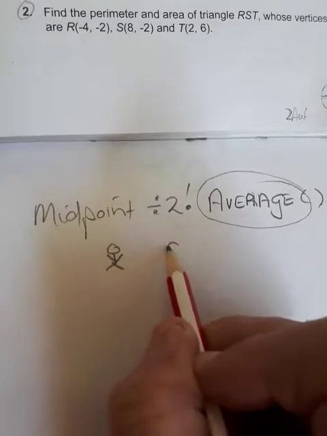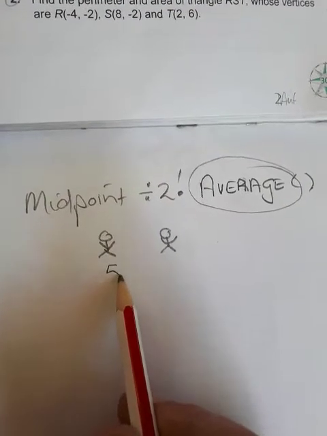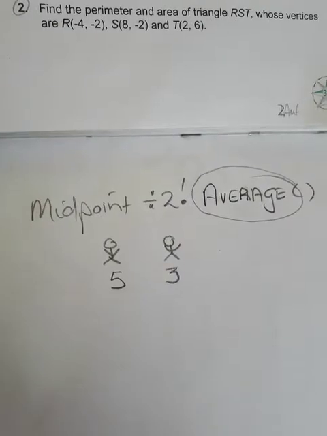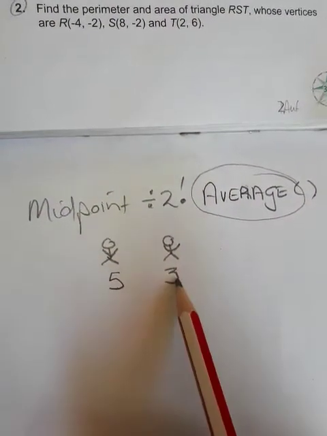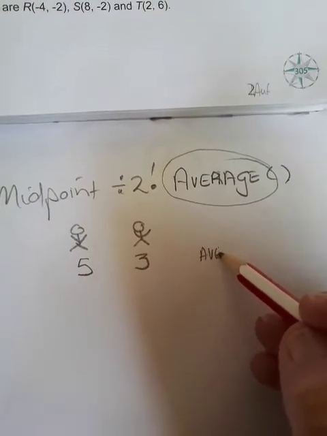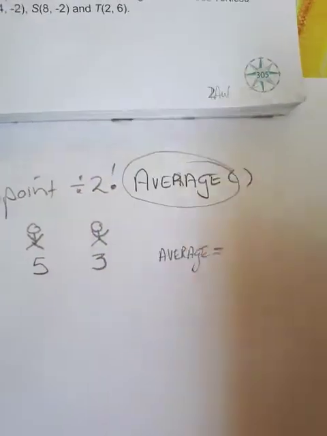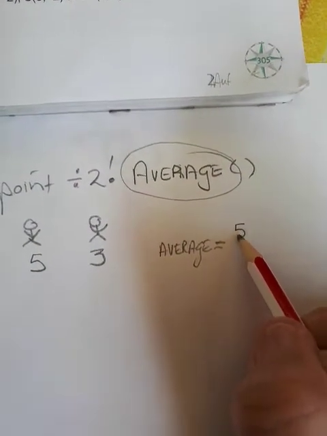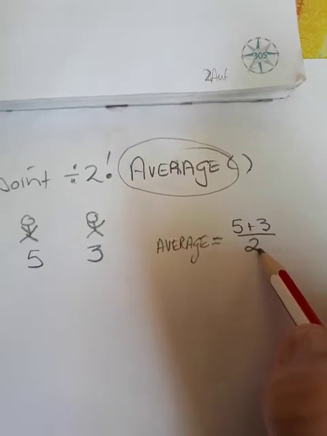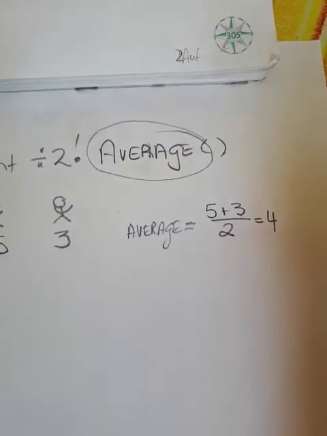Let's say we've got two learners who have written a test. The first learner got 5 out of 10, the second learner got 3 out of 10. Okay, so one learner gets 5, the other one gets 3. How do I calculate the average for these two learners? Now that is background knowledge, you should know that. We are going to simply add 5 plus 3, divide by 2. So which is 8 divided by 2, which gives me an answer of 4.